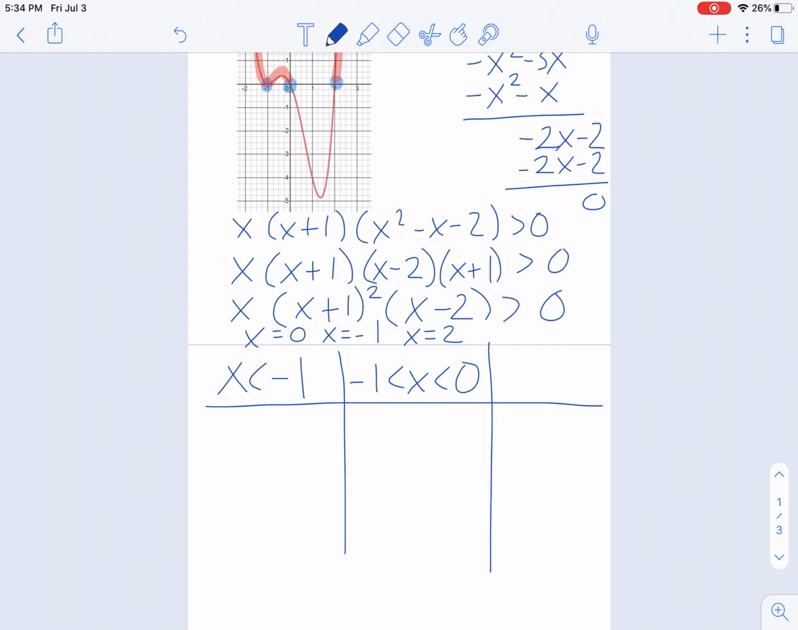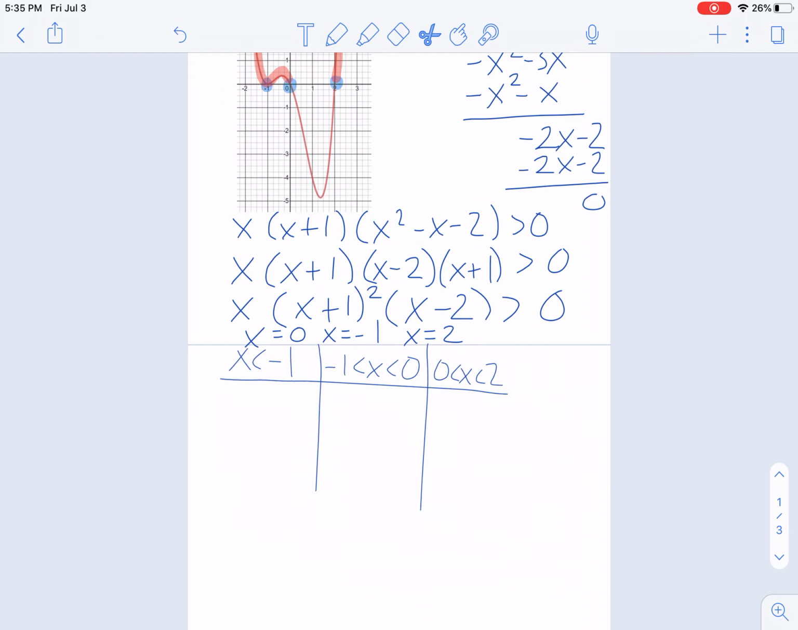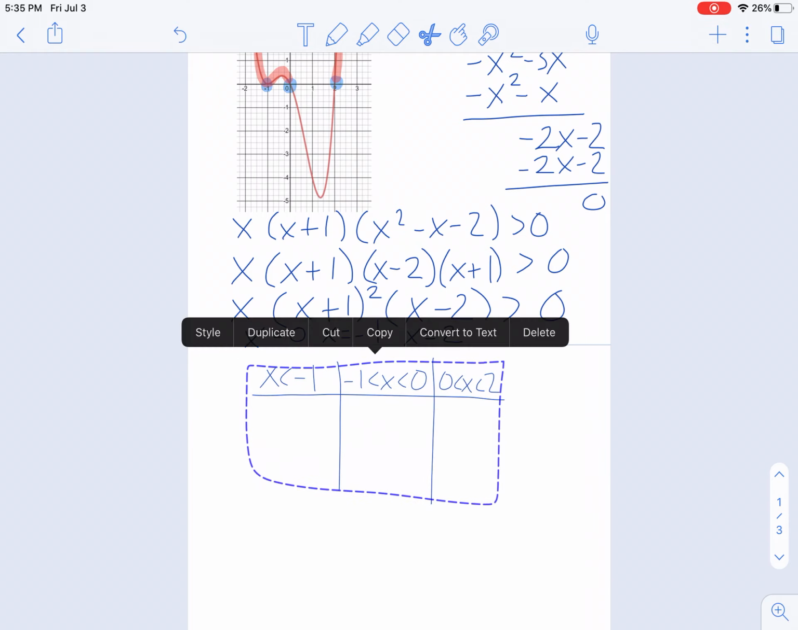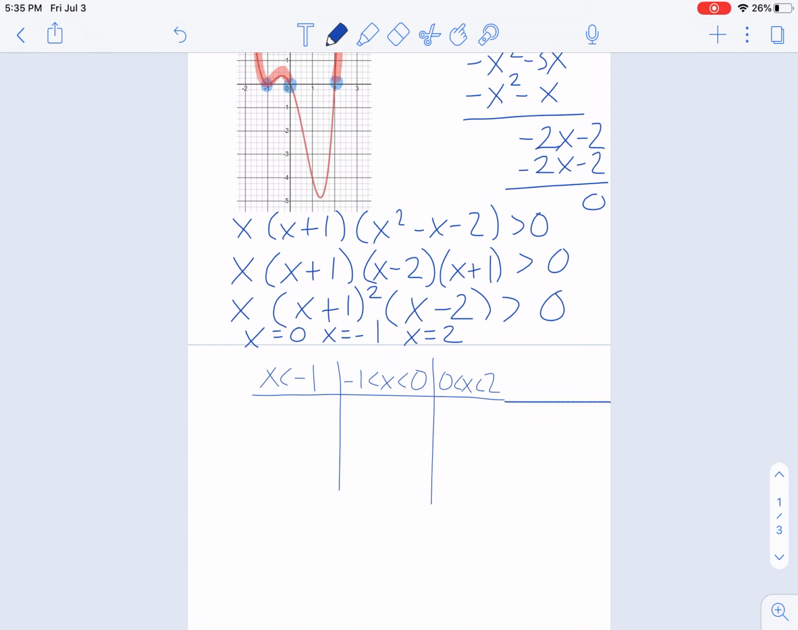The next interval is between 0 and 2. And I have to make this a little bit smaller here. And finally, the last section of the graph is for values greater than 2. So you can see that these x-intercepts became the values that I used here as my fence posts between positive and negative regions.